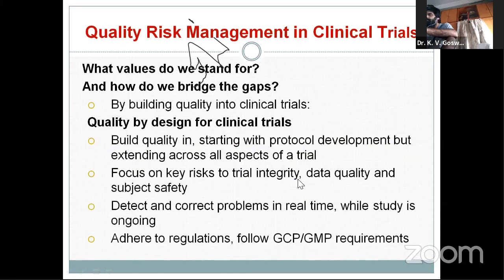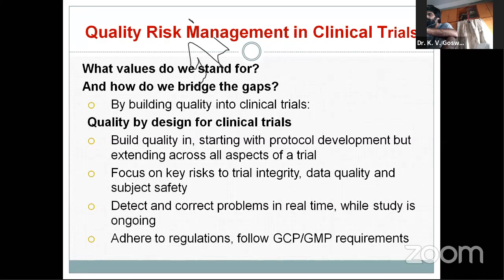So again, what values do we stand for? And how do we bridge the gaps? We have all these issues. And how do we do this? Well, what are we going to address? By building quality into clinical trials. So how do we do this? Quality by design for clinical trials.